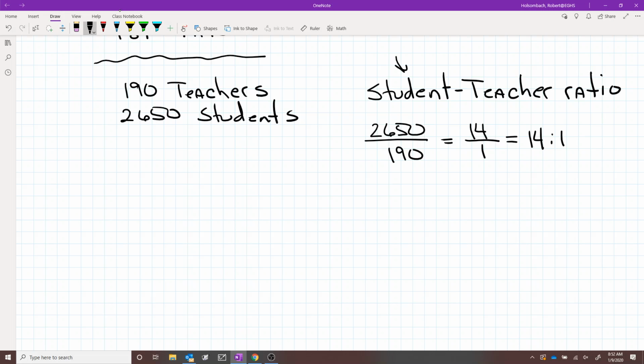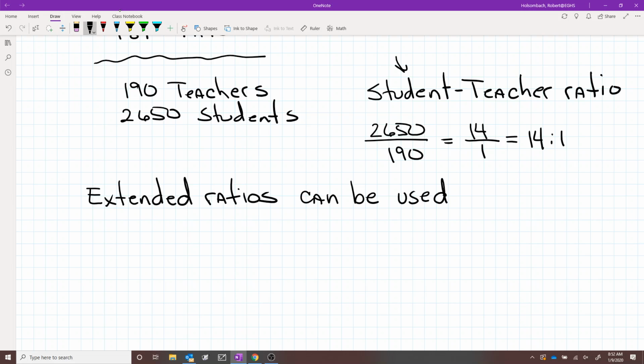All right, bottom of page 461, extended ratios. Extended ratios can be used to compare 3 or more quantities.